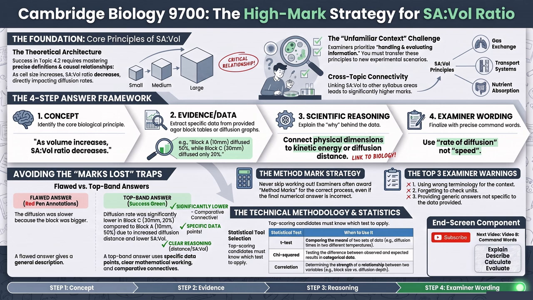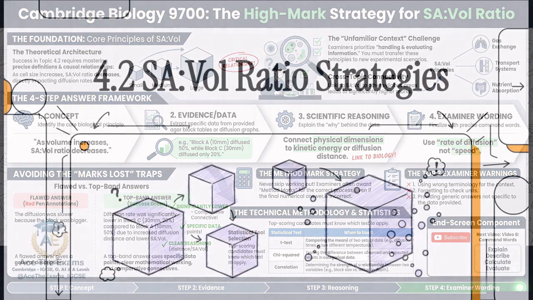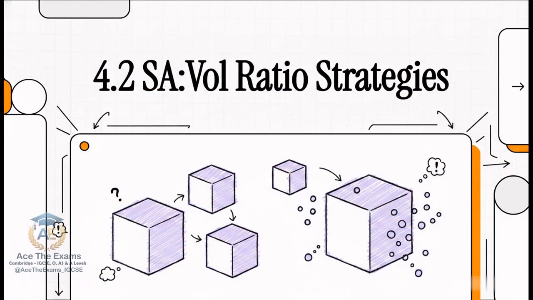You probably think you've got diffusion completely figured out, right? But here's the reality. The agar block experiment is exactly where Cambridge Biology 9700 candidates consistently throw away super easy marks. So this explainer is your ultimate no-fluff guide to absolutely mastering topic 4.2, the effect of surface area to volume ratio on diffusion using agar blocks.